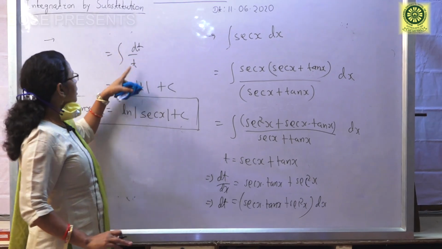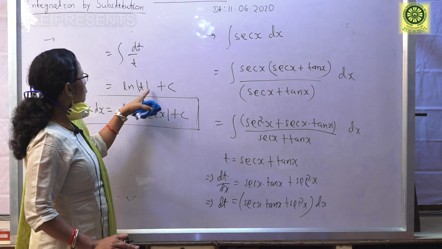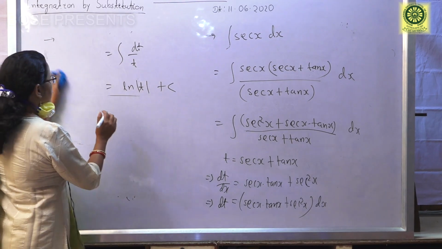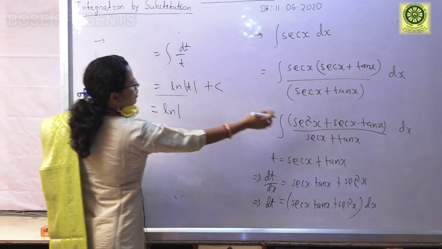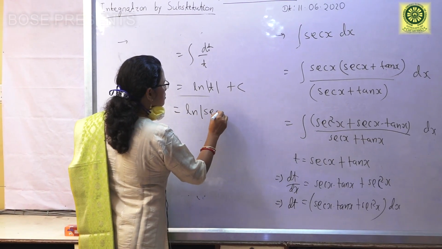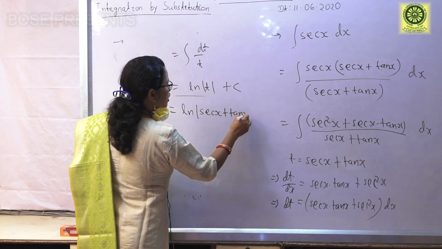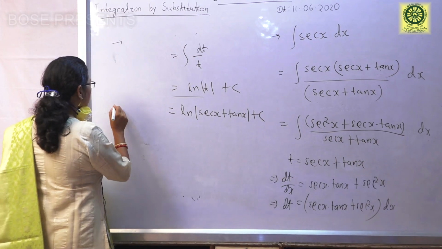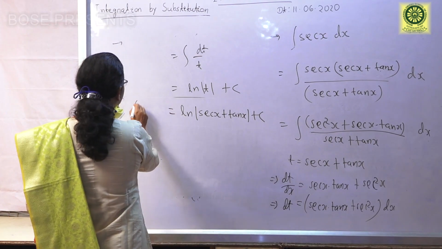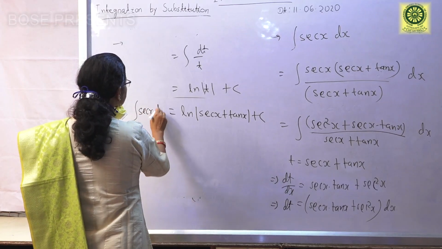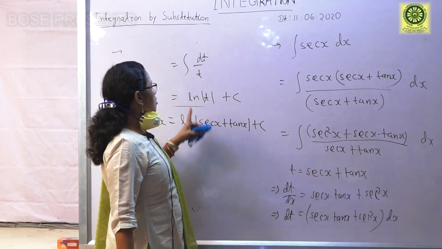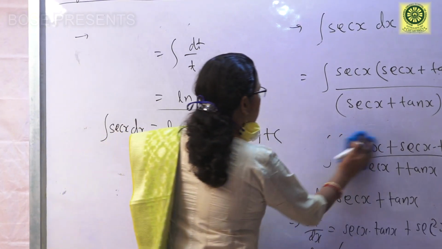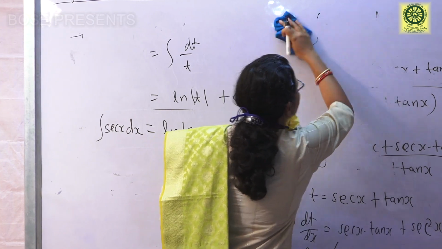And also the integral of this function 1 by t is ln mod t plus c. Now just replace this t by sec x plus tan x to get our required answer. That is, here we have found that the integral of sec x with respect to x is ln modulus of sec x plus tan x plus c. Okay. These are also used as standard formulas to solve some problems.